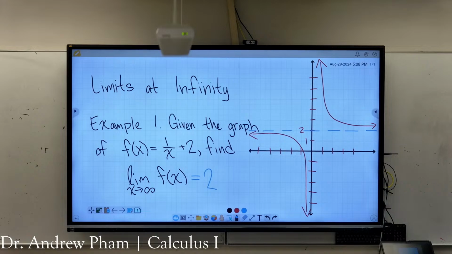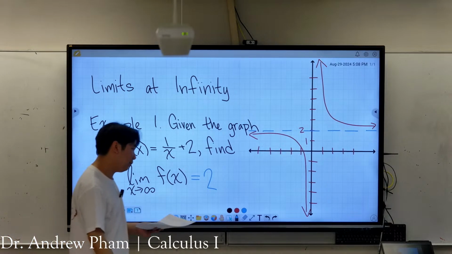We are technically talking about the same concept, but the key difference is that I'm not drawing this vertical dotted line because, again, infinity is not really a number. I can't draw an imaginary dotted line at infinity or negative infinity.